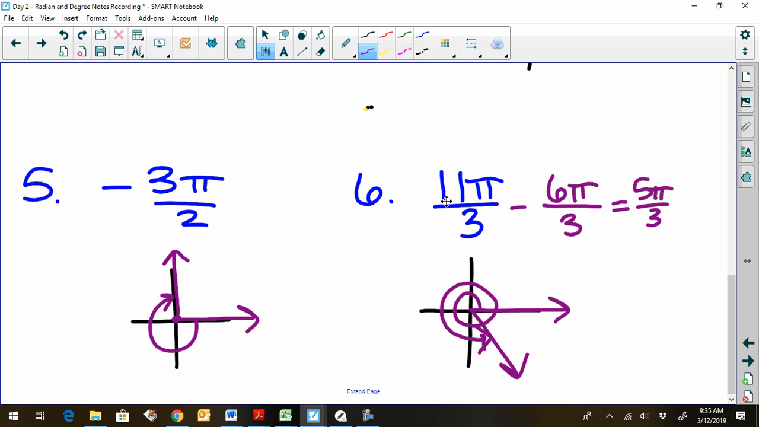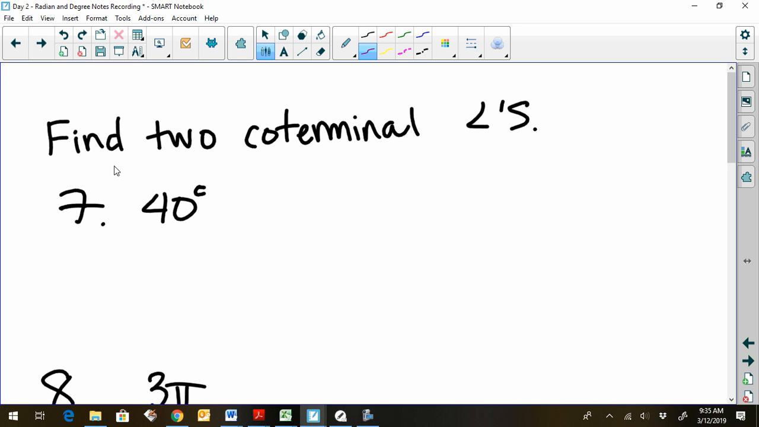Similarly, number 6, 5 pi over 3 is a coterminal angle to 11 pi over 3. Because if you would just draw 5 pi over 3, you would end up at the same place for the terminal angle. So what did we do with these? Both of them we either added or subtracted. In these we subtracted 2 pi or 360 degrees. So we're going to do the same thing here. We're going to add or subtract 360.